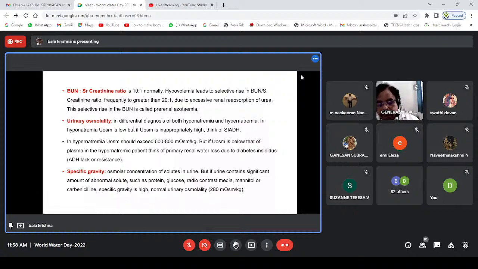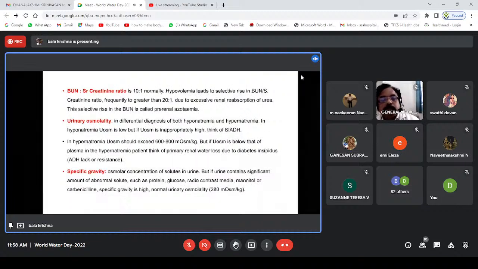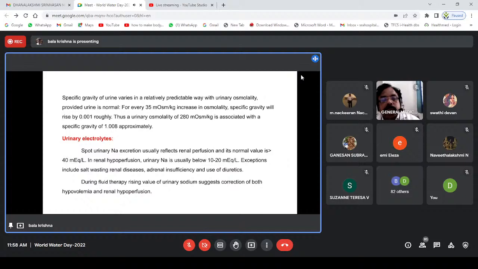The specific gravity of urine is 1.005 to 1.015 in a normal patient. Specific gravity of urine is increased due to increased excretion of abnormal substances such as glucose, protein, radio contrast media, mannitol, and other things. The specific gravity of urine varies relatively in a predictable way with the urine osmolality. The urine osmolality investigation costs about 2,500 rupees in a normal setup. But if we are not able to perform that test, specific gravity of urine is useful in the diagnosis of a patient.